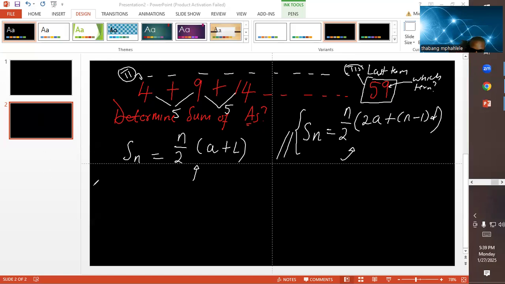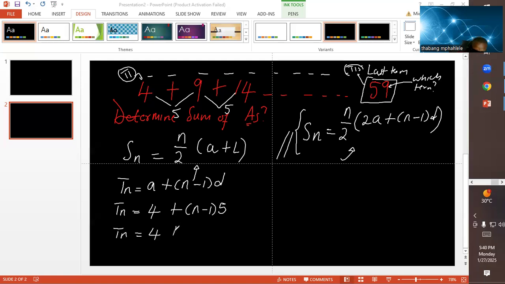So, okay, I'm going to say Tn. If I'm looking for the position of the value 59, I'm going to use the general term. Tn equals a plus (n minus 1) d. a is the first term of the sequence, which is 4, so 4 plus (n minus 1). What is my d, the common difference? 5. Therefore, Tn equals 4 plus 5n minus 5.